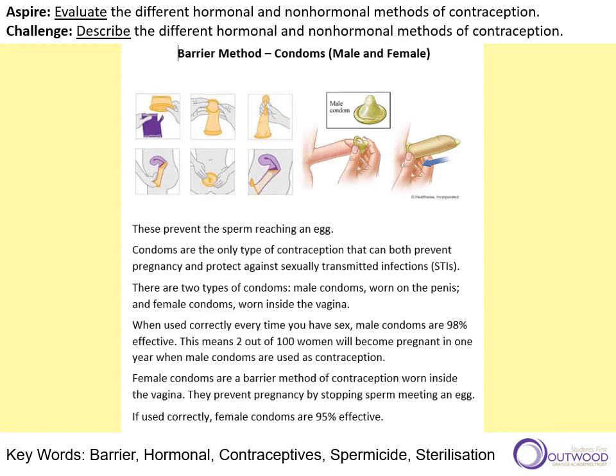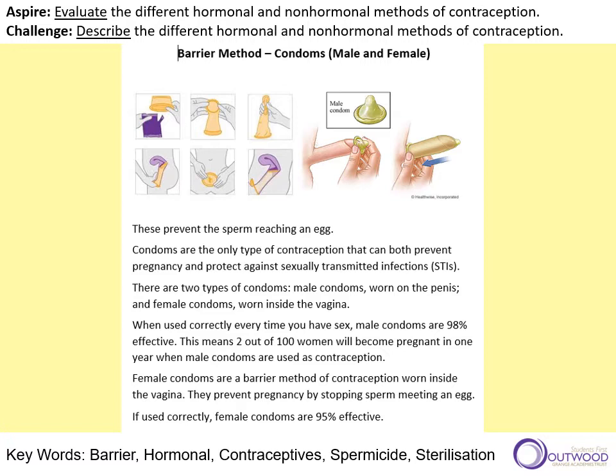Condoms are the only type of contraception that both prevent pregnancy and protect against STIs, that's sexually transmitted infections. If you do not wear a condom, or if you do not wear a femidom, then there is still a chance, doesn't mean you will, that you can get a sexually transmitted infection. There are two types of condoms: the male condom, which is worn on the penis, and the female condom, which is worn inside the vagina.